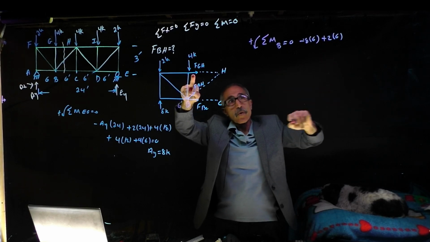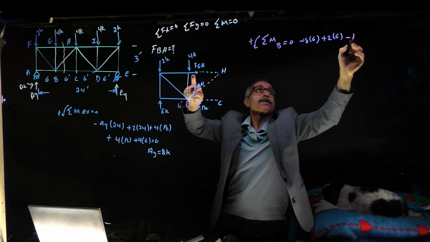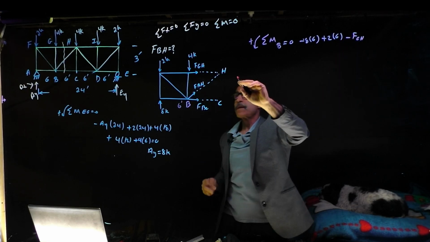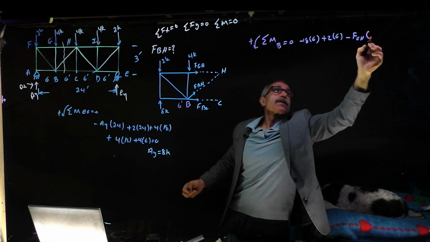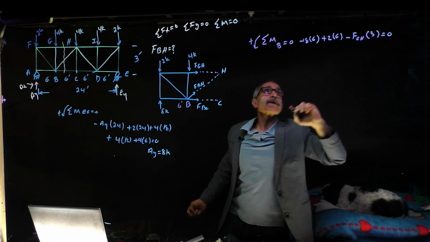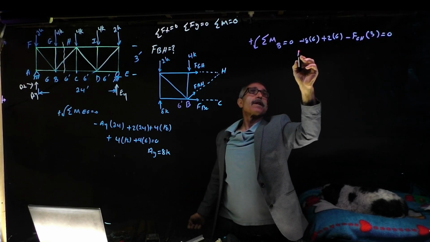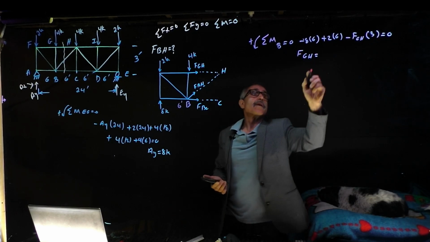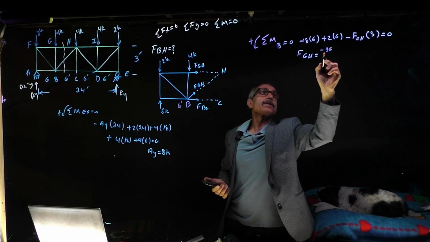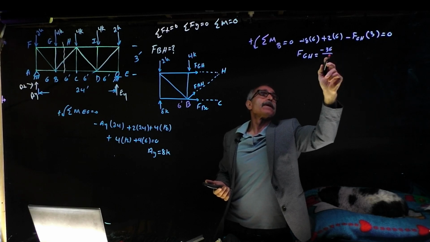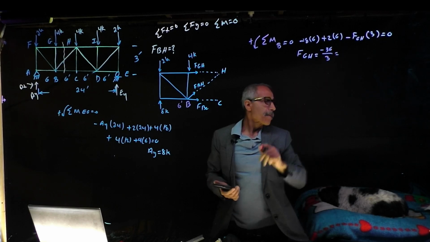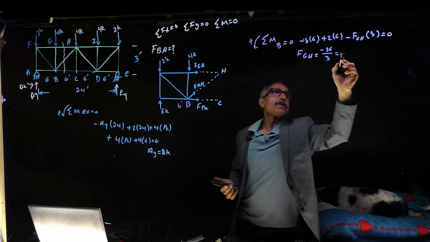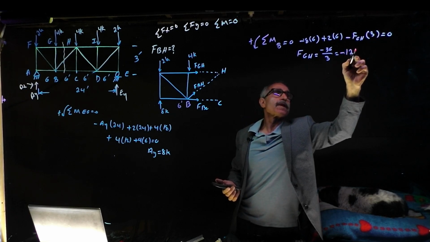So I got this, and that's going to go negative, minus F of GH times, we said that was 3 feet, 3 feet, and equals 0. So now I'm going to have F of GH is equal to minus 36 divided by 3, which is equal to minus 12 kip.